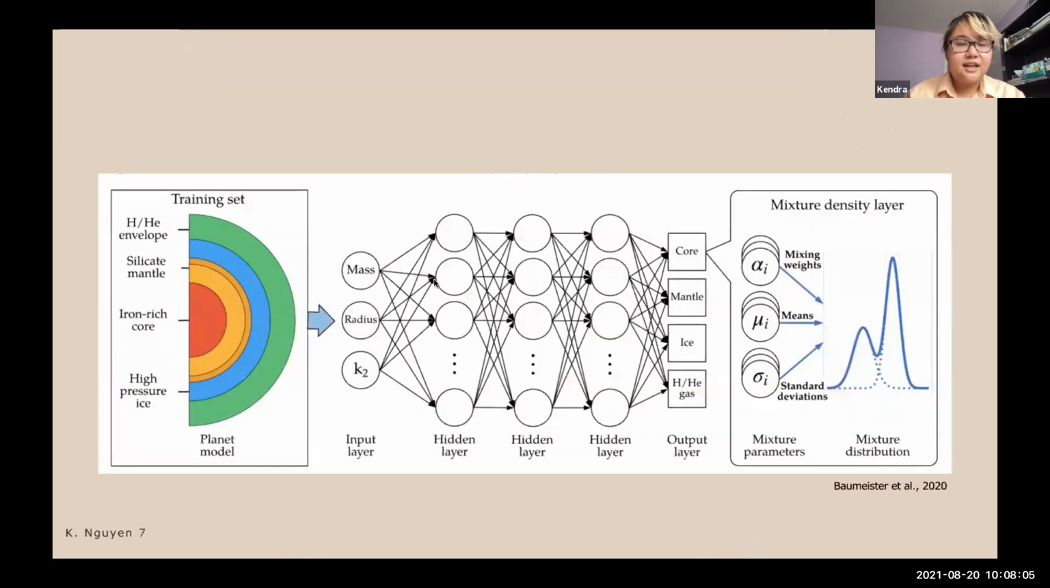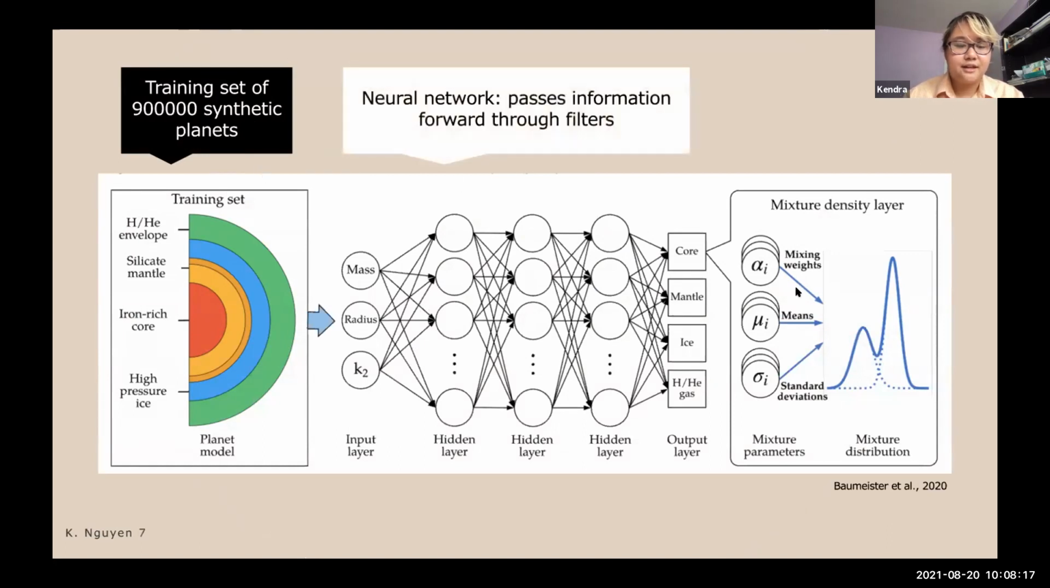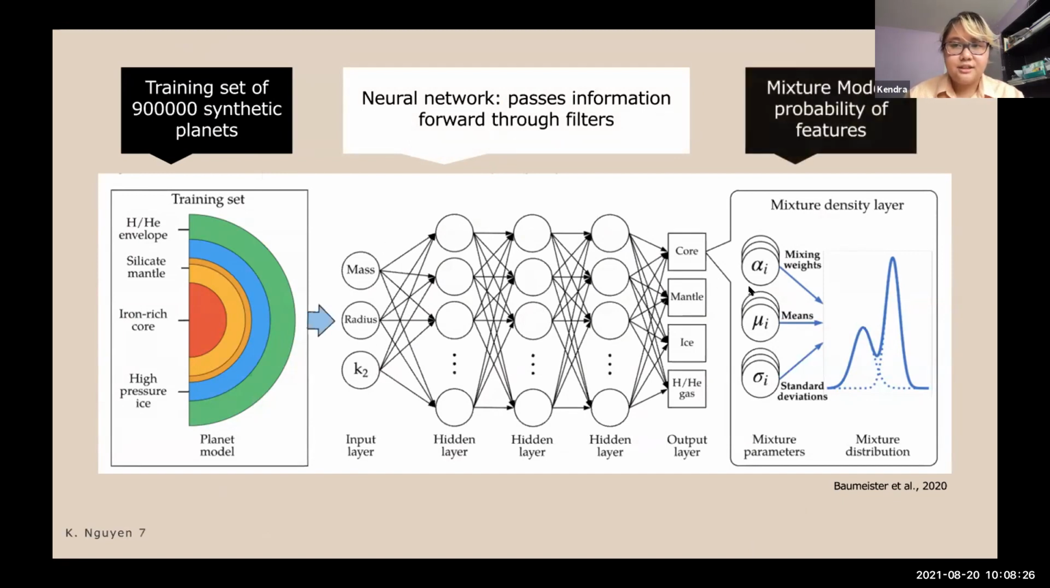Here's an illustration to help us better understand how the code works. First up, we have the training set of the 900,000 synthetic planets. This kind of serves as a set of information. Next, we have the neural network, which acts as a filter to help us determine what categories these inputs fit into. And third, we have the mixture model, which tells us the probability of the features. In this case, what is the probability of the hydrogen to helium envelope, the silicate mantle, the iron-rich core, and there being a high layer pressure of ice.